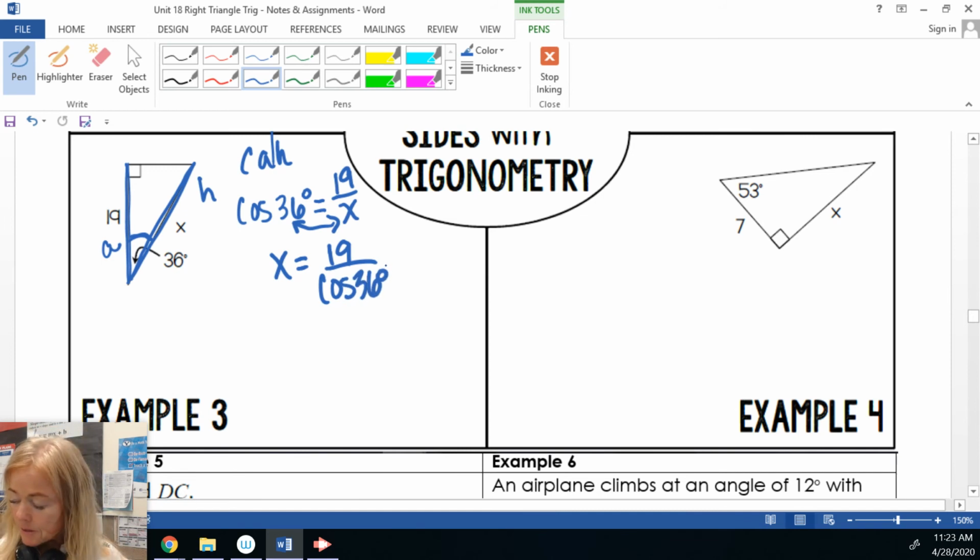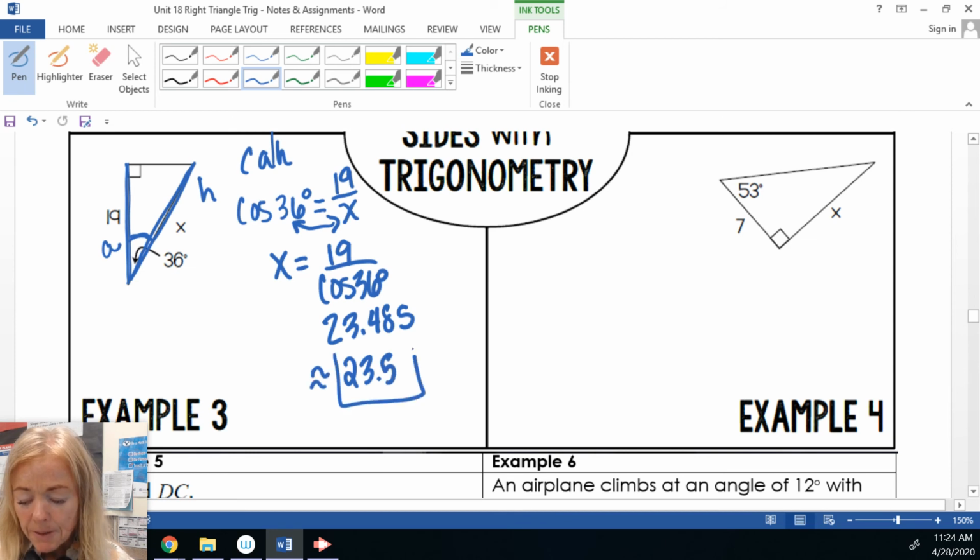And that's just solving, eliminating all the middle parts and just solving using algebra. 19 divided by cosine 36 is 23.485, which is about 23.5 if you round it. All right.